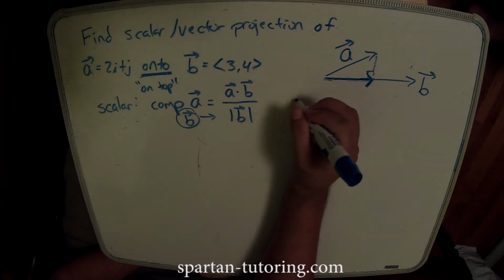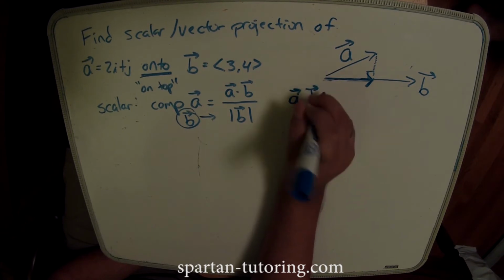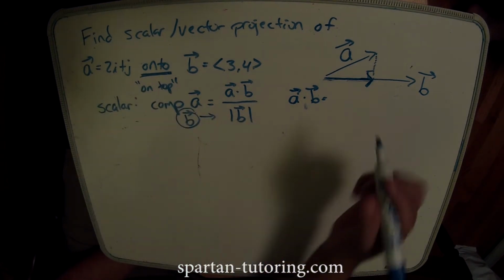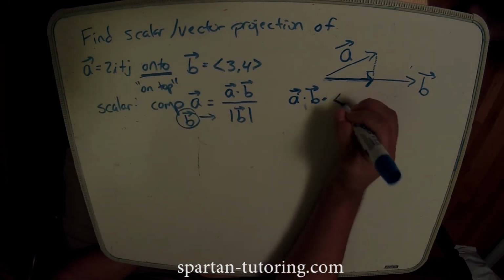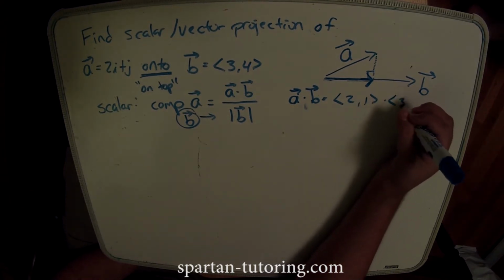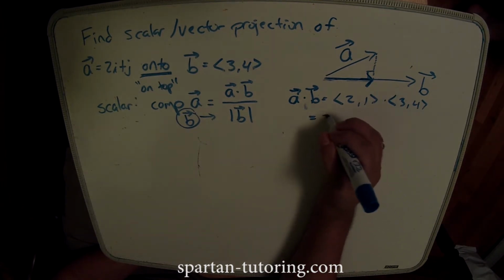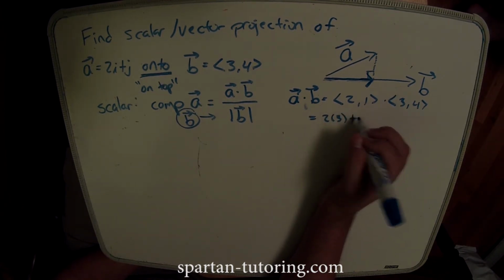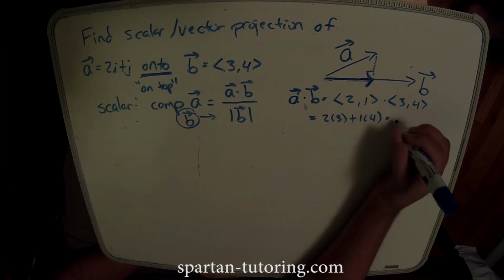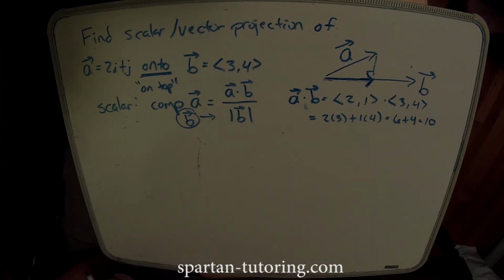So A dot B, A dotted with B. Notice this is i plus j, that's just another way to write it. Me personally, I like brackets, so I'm going to do <2, 1> dotted with <3, 4>. To do the dot product, you multiply your x terms, so 2 times 3, plus you multiply the y terms, 1 times 4. So 6 plus 4 is 10. So A dot B is 10.